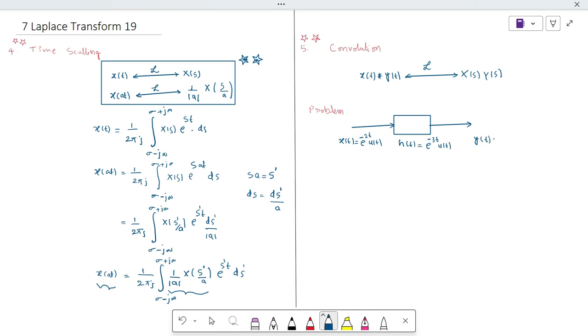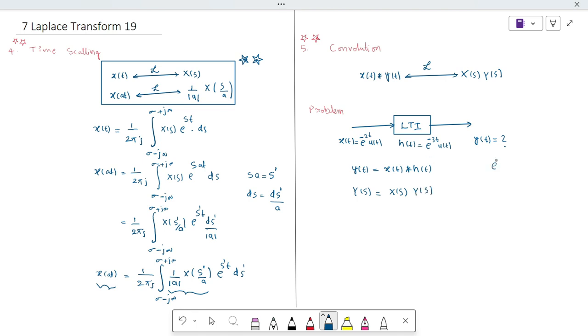Response of the LTI system. So what is the output? Previously in the second chapter, we solved the convolution through the graphical method. So y of t equals x of t convolution h of t. From the convolution property in Laplace, the convolution in the time domain is equal to, so y of s in s domain equals x of s into h of s.